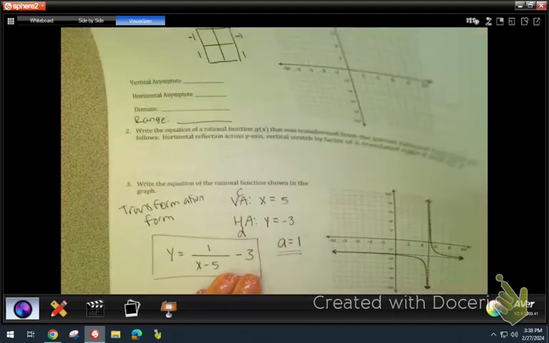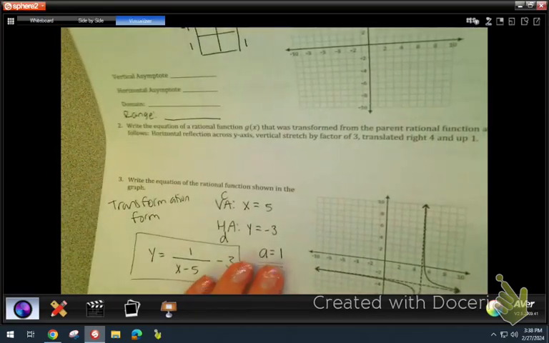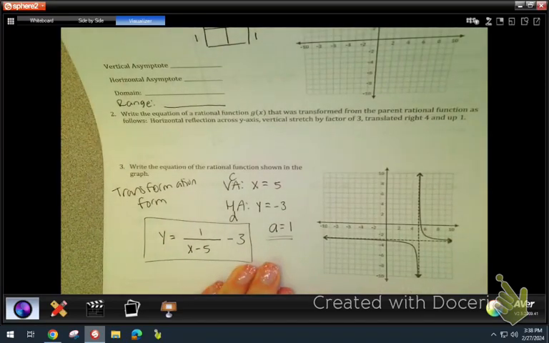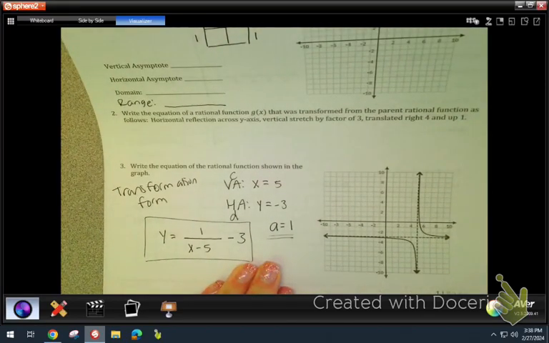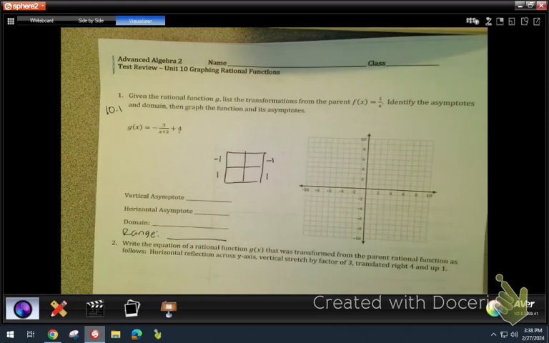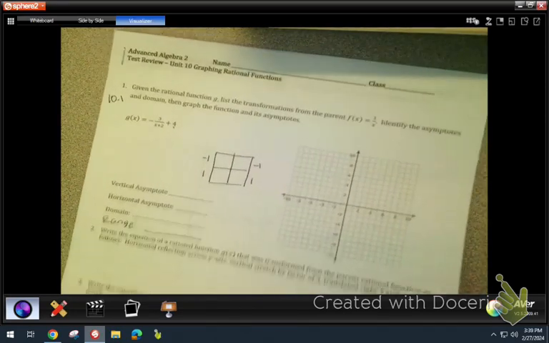Is it possible to disagree? I need you to catch on to what I'm saying. Okay, sorry. Yes. I thought the -3 was like the y-intercept. No. In transformation form, the D value is your horizontal asymptote. You're thinking of the other form, and that's the constants.